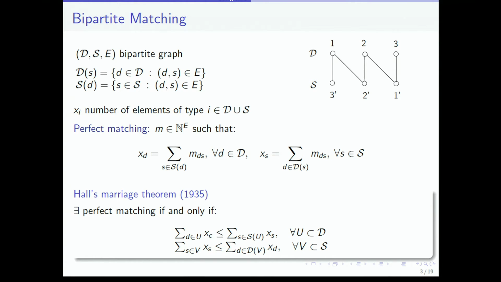Then a configuration in this model is given by a vector x, where xi denotes the number of elements of each type. So at each node you can have several items of a given class. And then in the static setting we have Hall's marriage theorem that gives us the necessary and sufficient conditions for existence of a perfect matching.